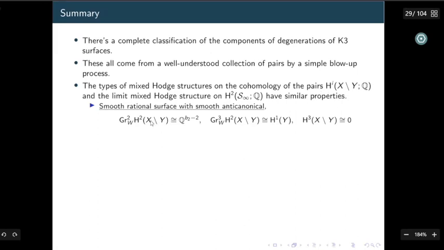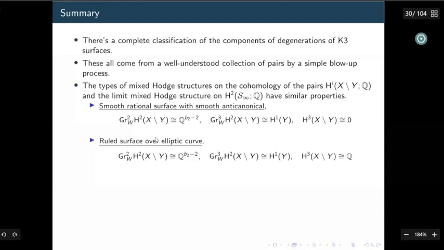So for a smooth rational surface with a smooth anticanonical, this looks like the mixed Hodge structure of a type 2 degeneration. So you have some Q sitting in H2 in weight 2, and then you have the cohomology of an elliptic curve sitting in weight 3. Similar things happen for a ruled surface over an elliptic curve. You have the cohomology of an elliptic curve, Y, sitting in weight 2, and you have something else sitting in weight 3, and something else sitting in weight 2. And then just to distinguish these two, H3 is different.